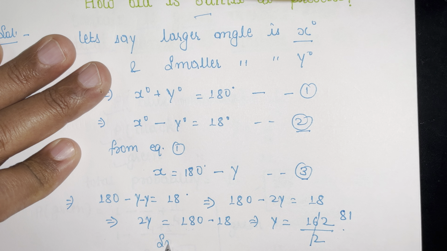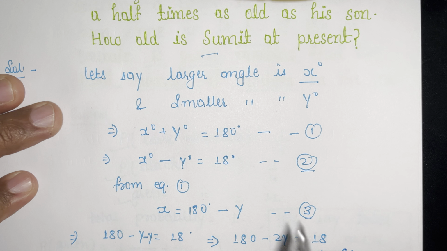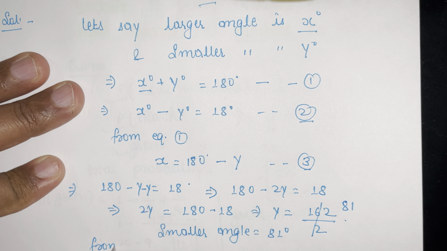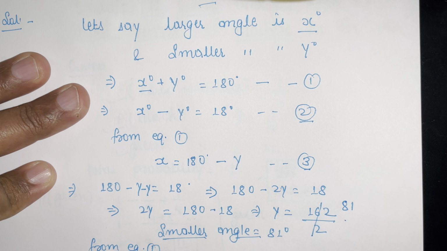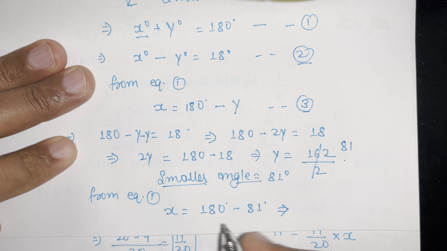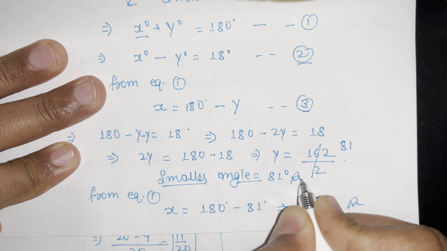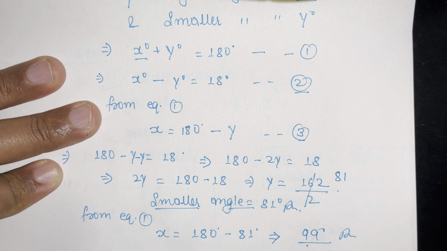So you got the smaller angle equal to 81 degrees. Now you can find the larger angle, which is X here. From equation 1, if you put the value of the smaller angle, you will get X equal to 180 minus 81, that will be 99 degrees. Hence this is your answer. The larger angle is 99 degrees, the smaller angle is 81 degrees.